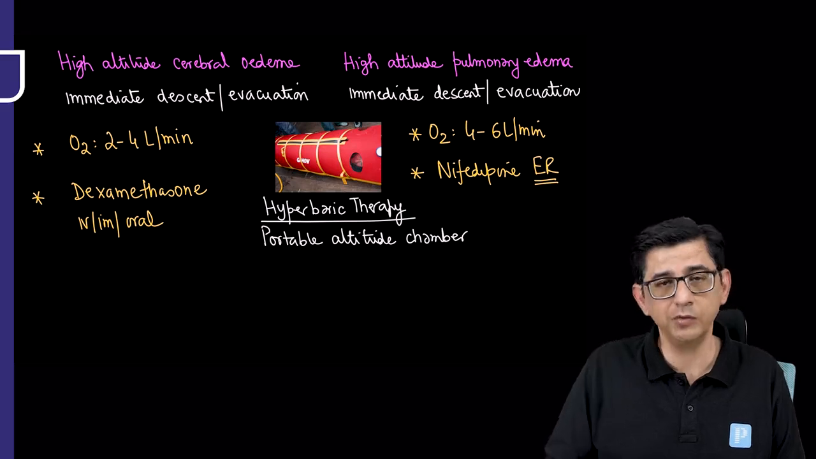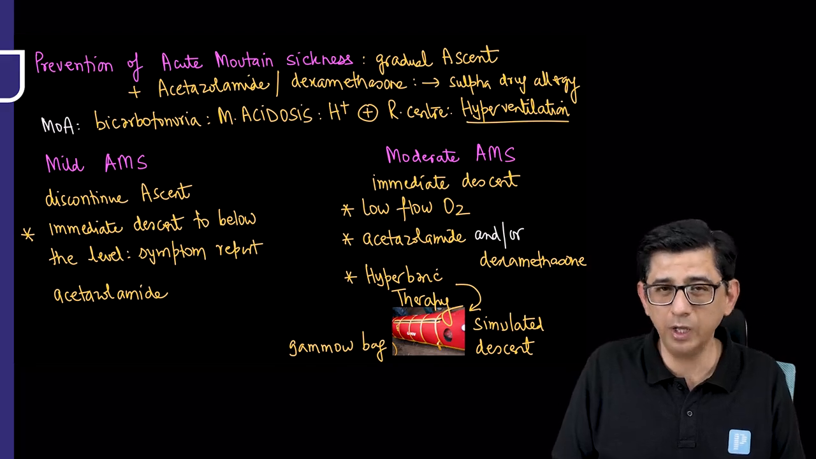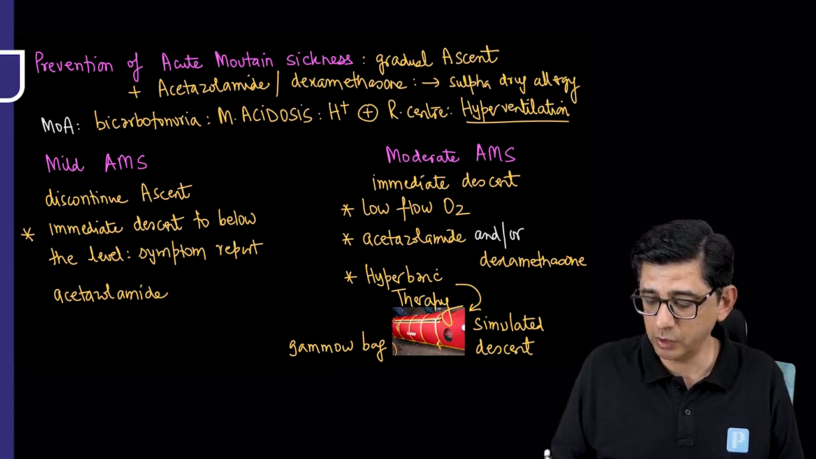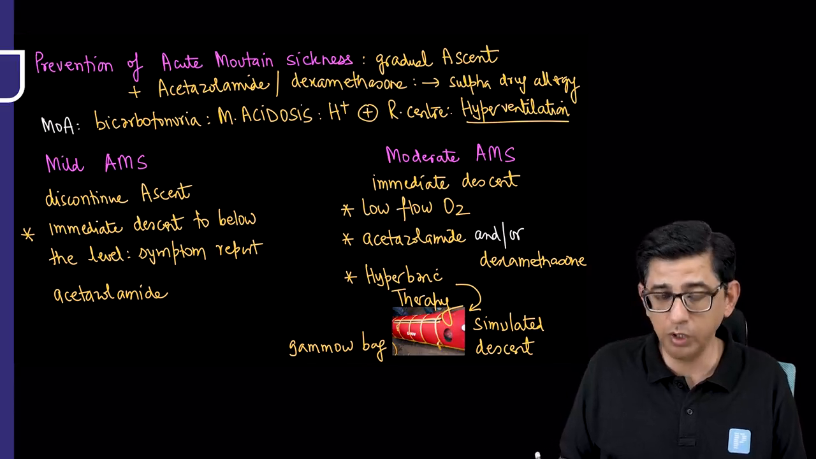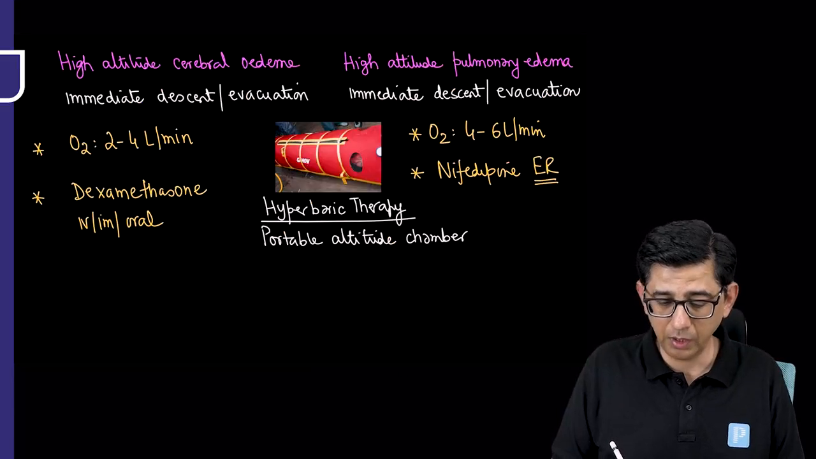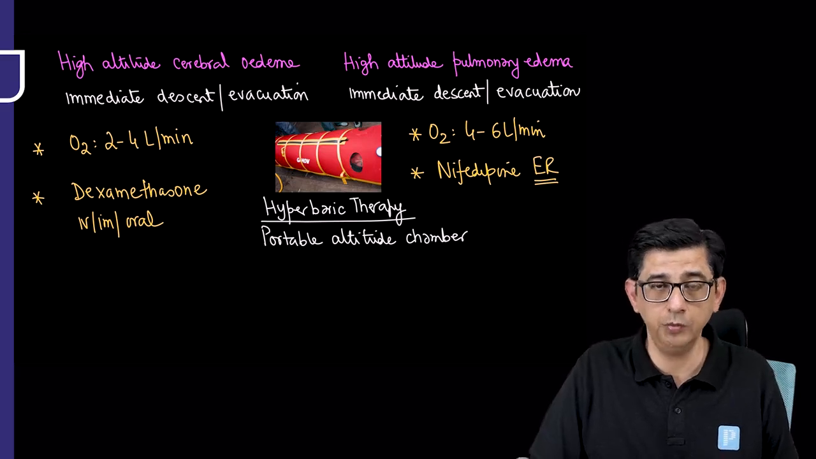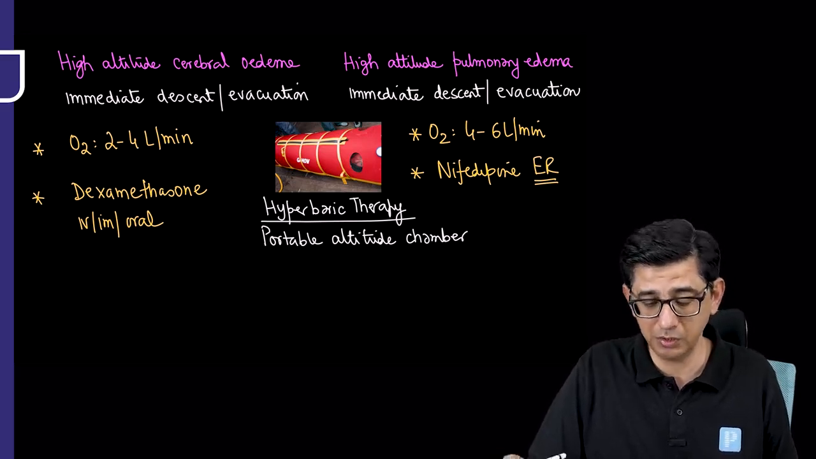So the main aspects in the exam would be, they are going to ask you prevention, they can ask you management of mild AMS, that is acetazolamide. For moderate, it would be answered as acetazolamide and or Dexona. Obviously, hyperbaric therapy makes an entry only for moderate AMS, not for mild acute mountain sickness. And then for HACE and HAPE, which are medical emergencies, immediate evacuation of the soldier is recommended.